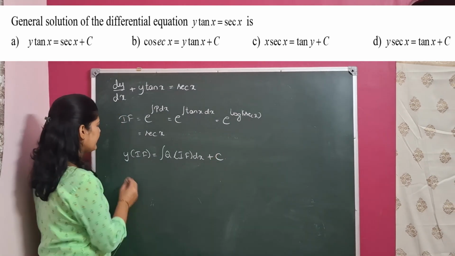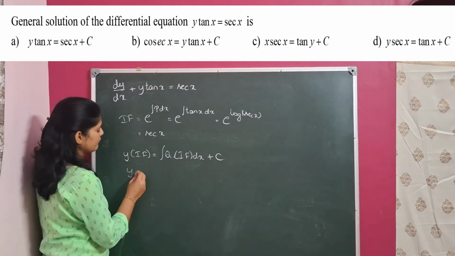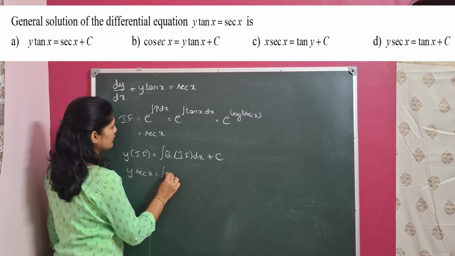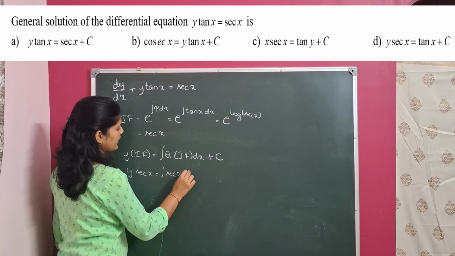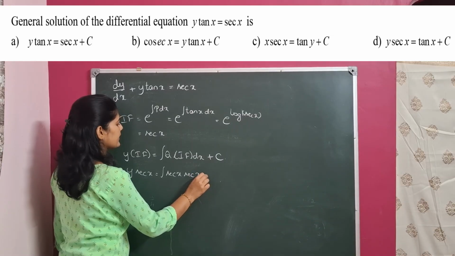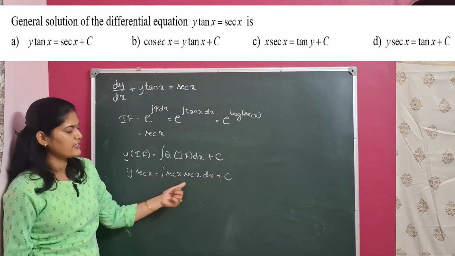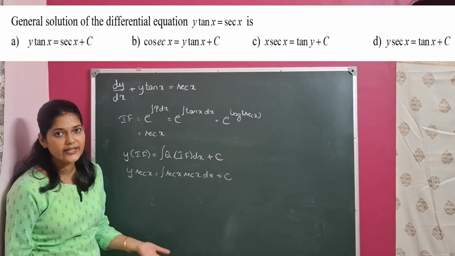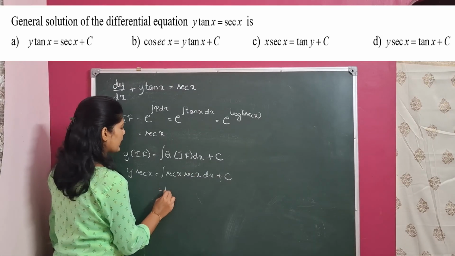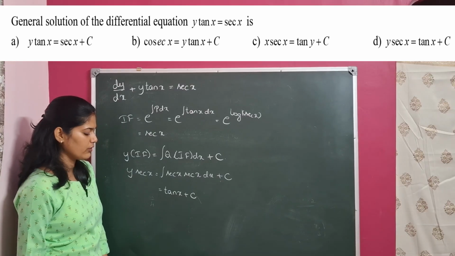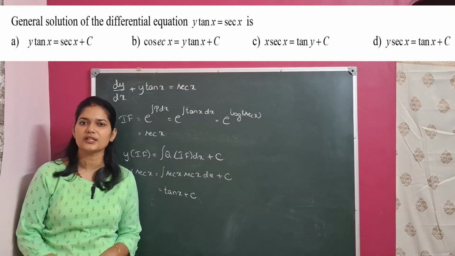Now substitute the values. Y into integrating factor is secant x, that is equal to integral of secant x into integrating factor again secant x into dx plus c. Secant x into secant x is nothing but secant square x, and the integral of secant square x is tan x plus c. Therefore, the answer is option D.